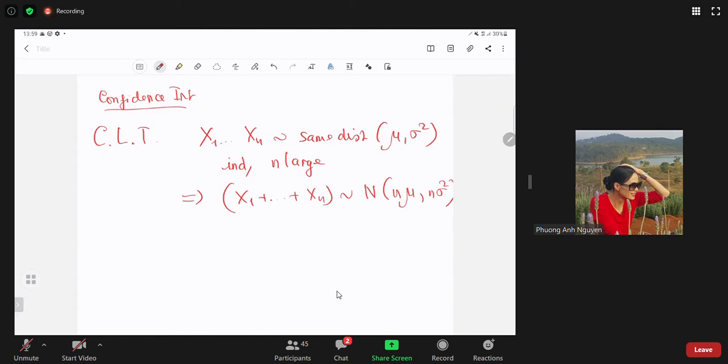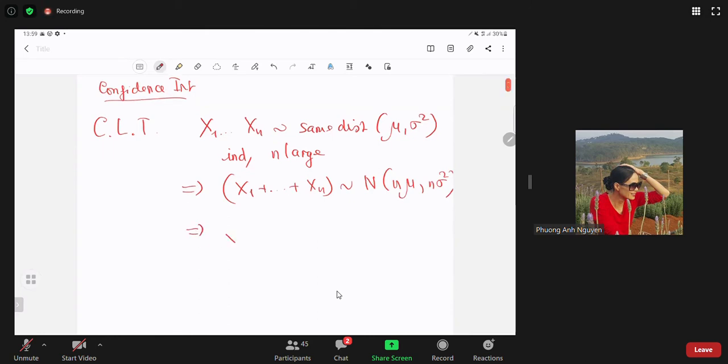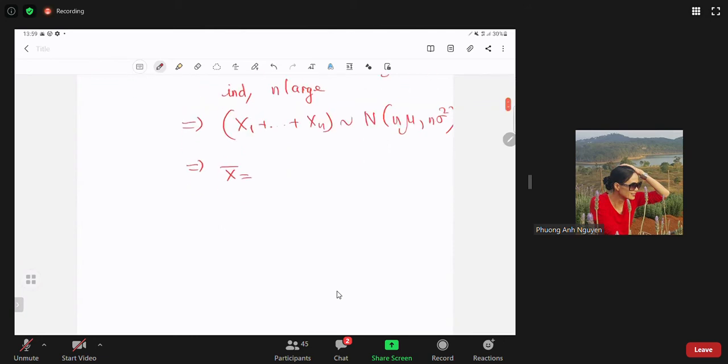Because I like to work with X bar, the average, defined as the sum divided by n, it will approximately follow the normal distribution with mean, what is the mean? mu. And how about the variance? This is the variance: sigma squared divided by what?